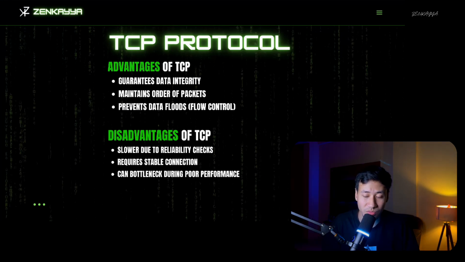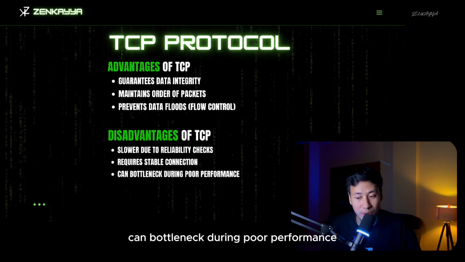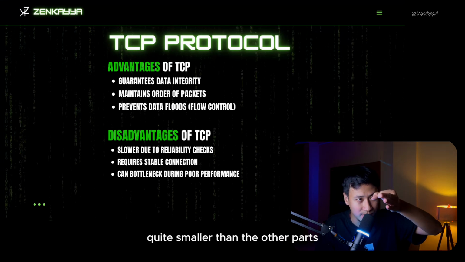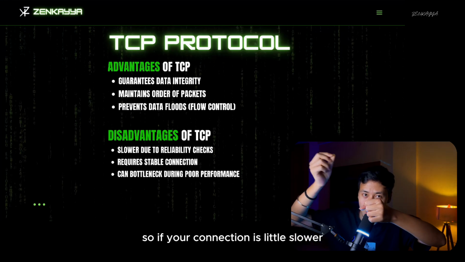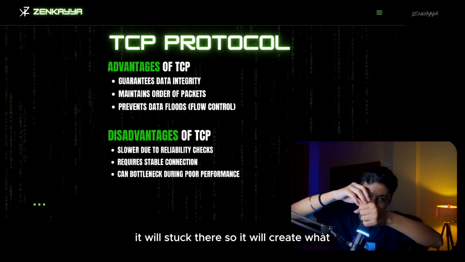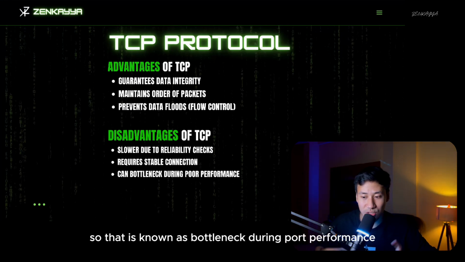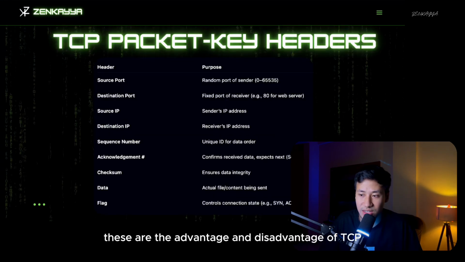Next is requires stable connection. Obviously, without a stable connection it will not send at all, right? Can bottleneck during poor performance. Bottleneck in the sense the neck of the bottle is quite smaller than the other parts, so if your connection is a little slower, it will get stuck there, and it will create traffic in that particular neck area. That is known as bottleneck during poor performance. Okay, I hope you have understood. These are the advantages and disadvantages of the TCP protocol.